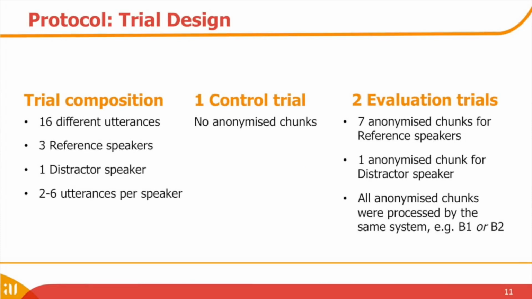Each trial was composed of 16 different chunks, spoken by 3 different reference speakers and 1 distractor. The reference speakers were assigned between 2 and 6 different chunks. 1 control trial was composed of only natural speech recordings. 2 evaluation trials were composed of 8 anonymized chunks by reference and distractor speakers. All anonymized chunks were processed by the same baseline system.